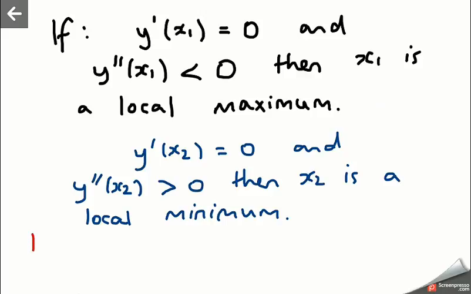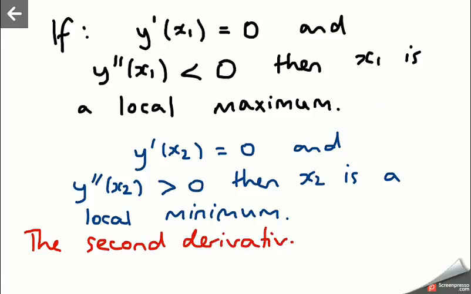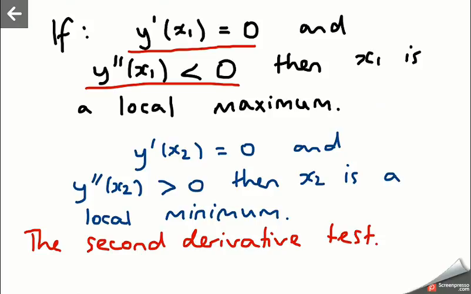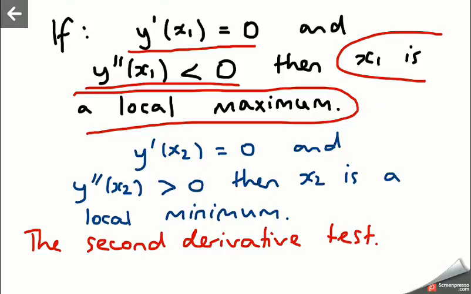This is called the second derivative test. Okay, this is kind of important. This is a very important detail. If y prime of x1 equals 0, so if this is true and this is true, then we know this part here. If those two conditions are true, then we know the second part.